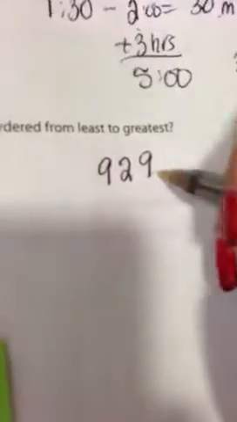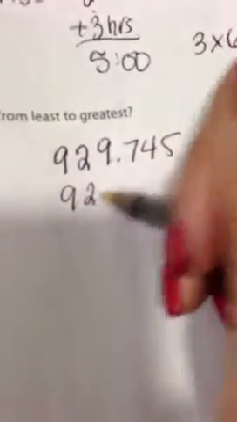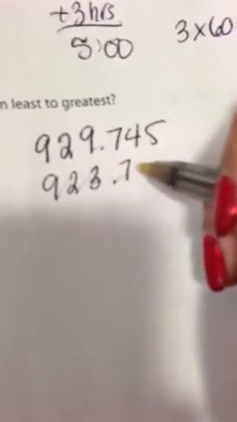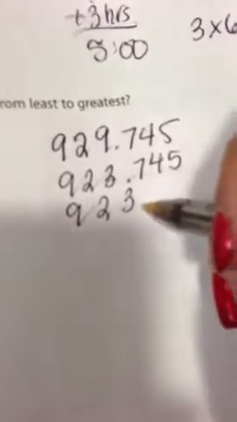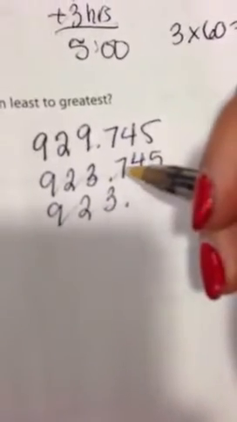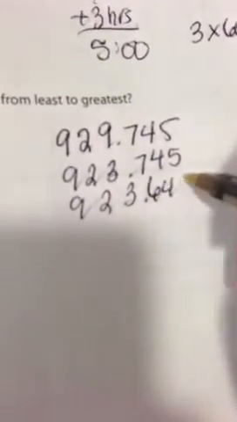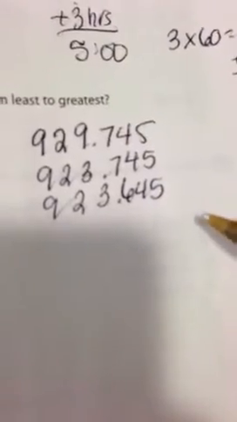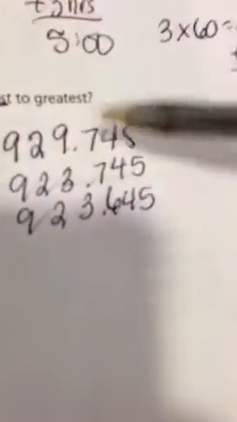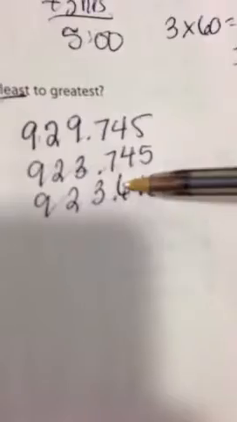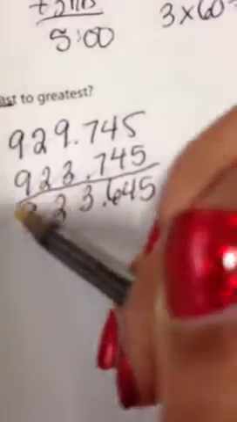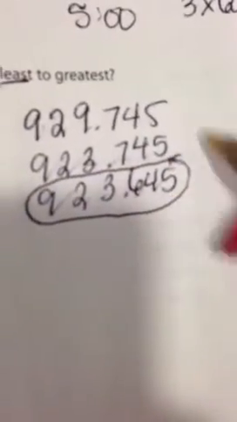9, 2, 9, 7, 4, 5. 9, 2, 3, 7, 4, 5. 9, 2, 3, 6, 4, 5. So the smallest one, because I want to go least, this is the same, this is the same. These two are the smaller ones. They both have 3s. I look at the next column. This has a 6, so this is the smallest number. So this is the one that has to be first.